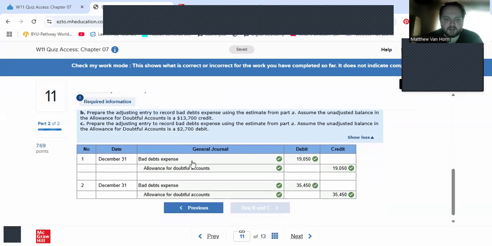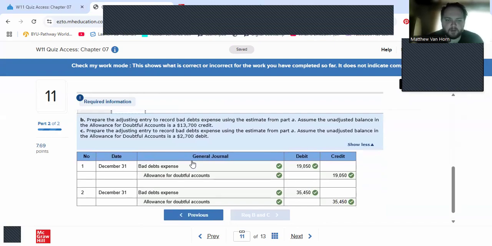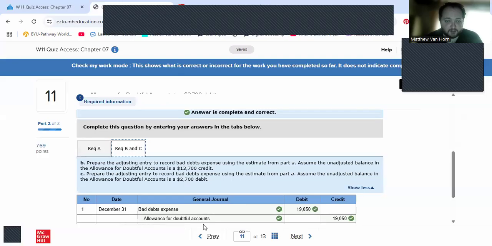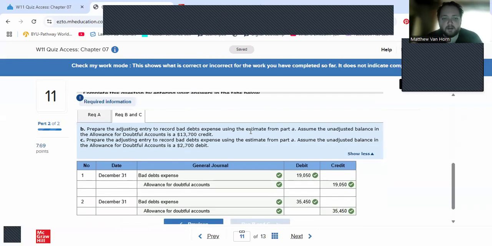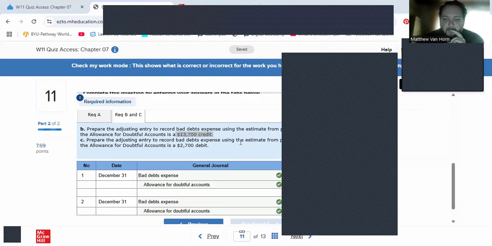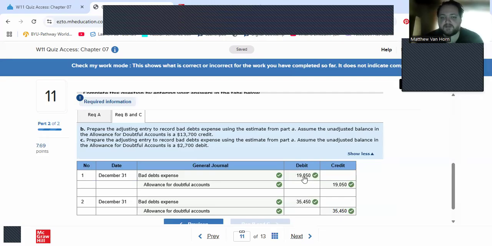Okay, so this one here is very similar to the other one. For December 31st, it says prepare the adjusting entry to record bad debts expense using the estimate from Part A. Assume that the unadjusted balance in the allowance for doubtful accounts is a $13,700 credit. So again, we're going to be referring to that $32,750, and we're just going to be subtracting $13,700 from that $32,750. And that gives us $19,050.